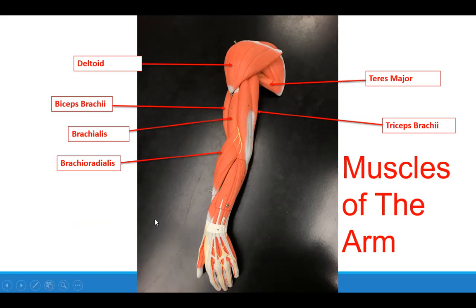And in between the biceps and triceps is a muscle called the brachialis, right in here. So the biceps is on top, the triceps is underneath, the brachialis is in the middle, and the brachioradialis extends from the humerus down to the end of the radius.